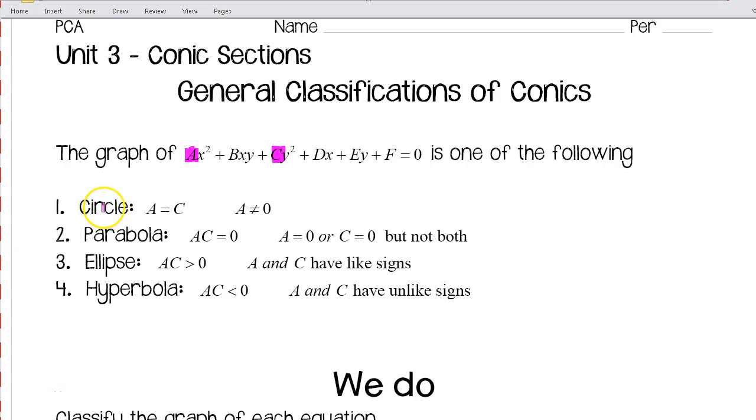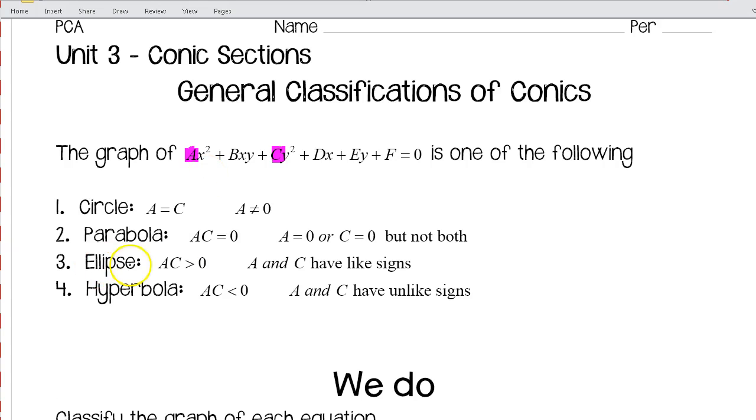If A was 0, that means we would have no x squared term. We would only have a y squared term. Just having one variable squared makes us have a parabola. And the same thing, if C is 0, that means we would have no y squared term. We would only have one variable squared, and we know one variable squared is going to be a parabola as well.